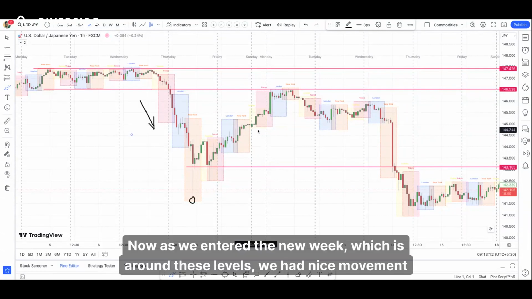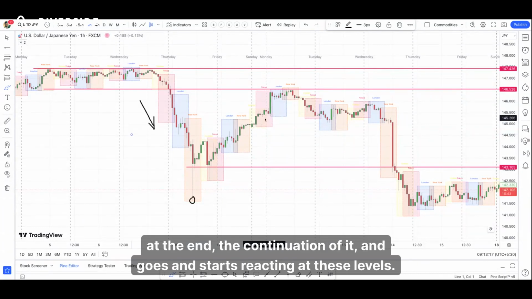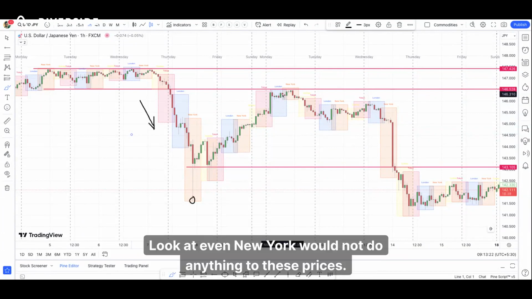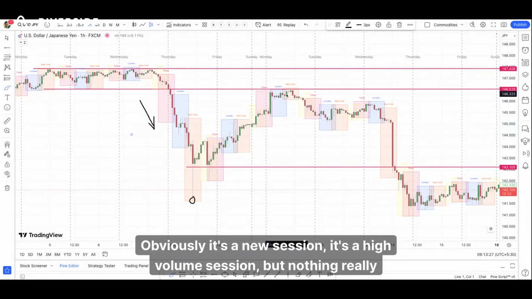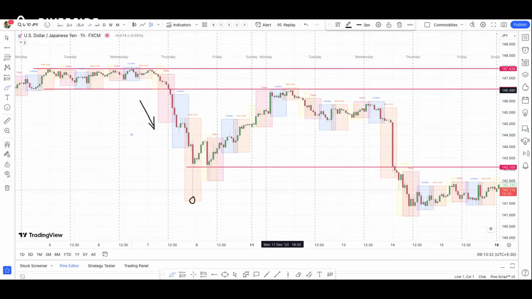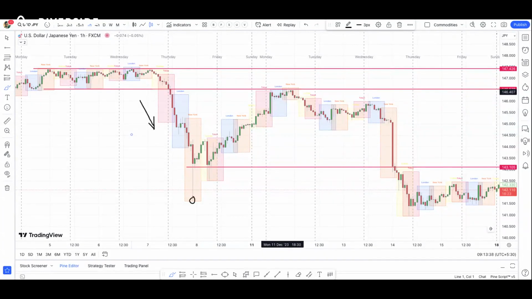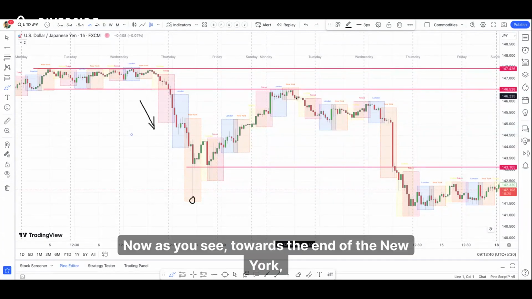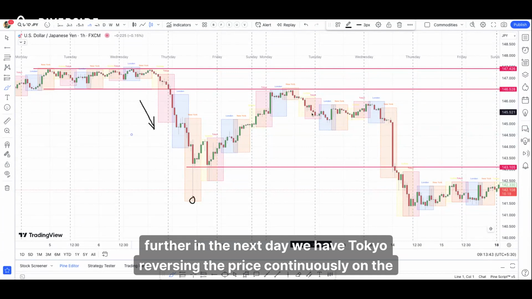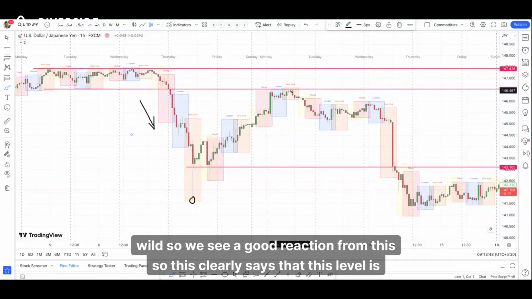Now, as we entered the new week, which is around these levels, we had nice movement again, a continuation of it, and it starts reacting at these levels. Look, even New York could not do anything to these prices. Obviously it's a new session and a high volume session, but nothing really happened here. It's just reacting to that level. No action has been taken yet. Now, towards the end of New York and further into the next day, we have Tokyo reversing the price continuously all the while. So we see a good reaction from this.